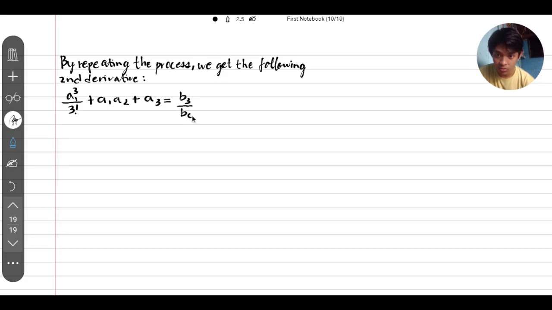So can you see the pattern? B sub 0 is never going to leave here. That's why I also want you to take note that this is just an odd number. So odd raised to 3 is just another odd.